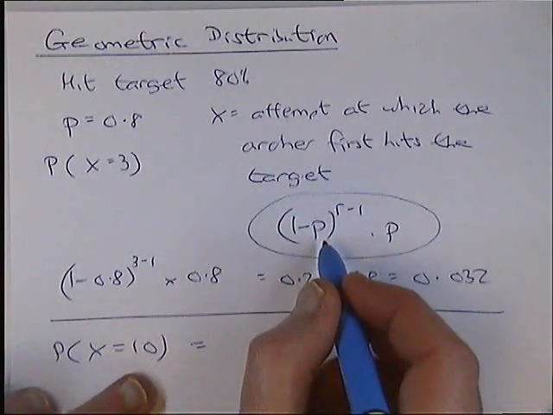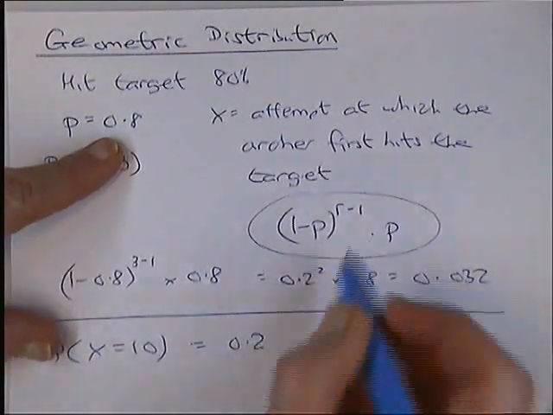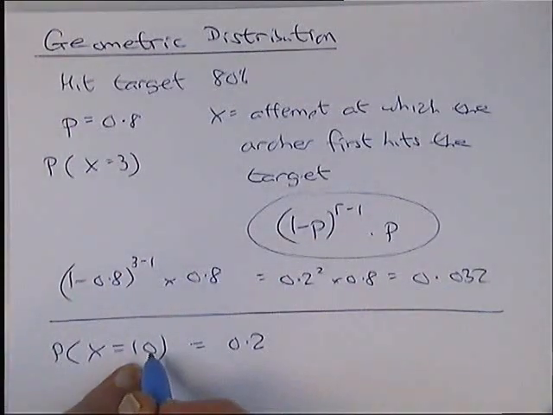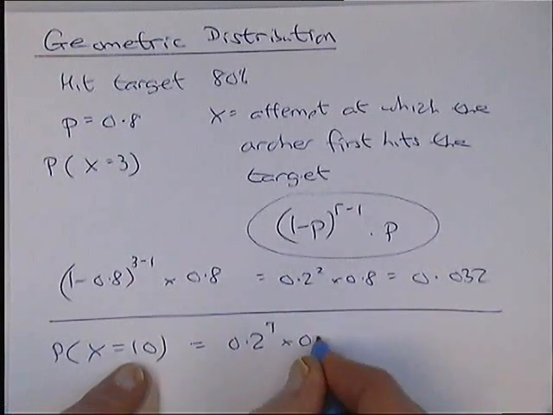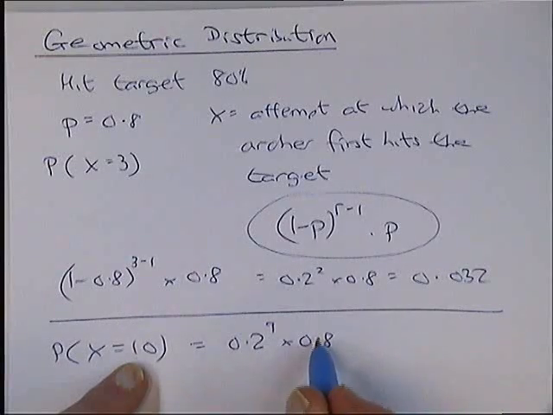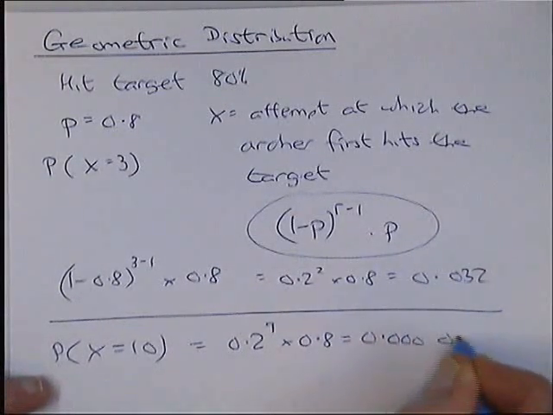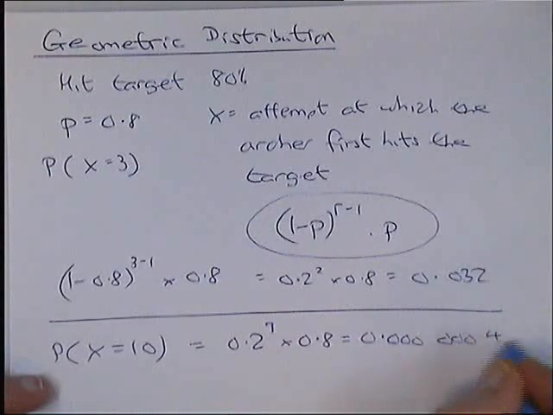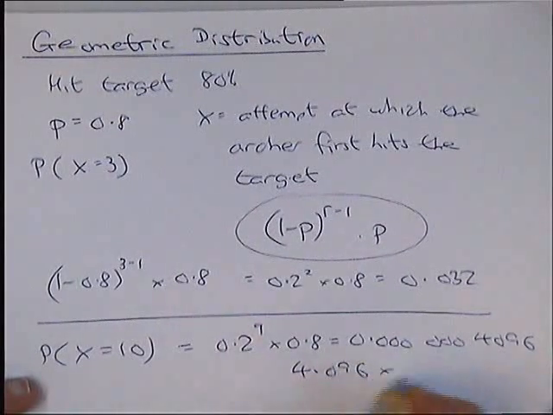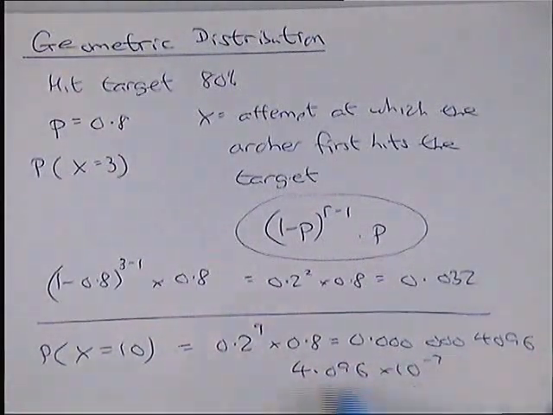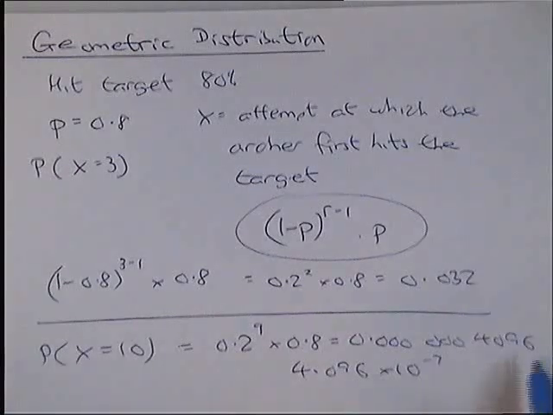So using the formula, it's 1 minus p, which is 1 minus 0.8, to the r minus 1, where r is 10, so 10 minus 1, which is 9, times p, that final success. So it's 9 failures and then a success. If you work that out, you get a very small number. In fact, it's so small it probably appears in standard form on your calculator as 4.096 times 10 to the power of minus 7, which means that 4 is the 7th digit after the decimal point. So a long number, very, very small, as expected.